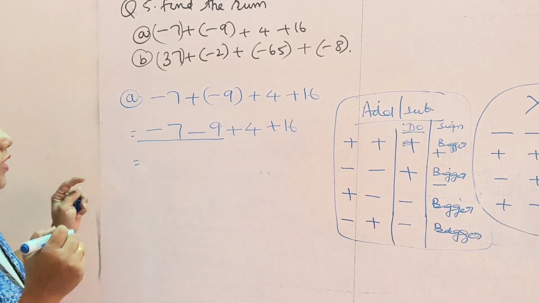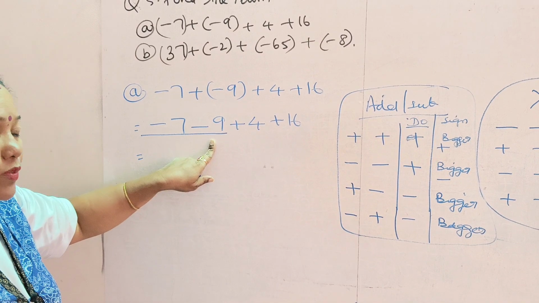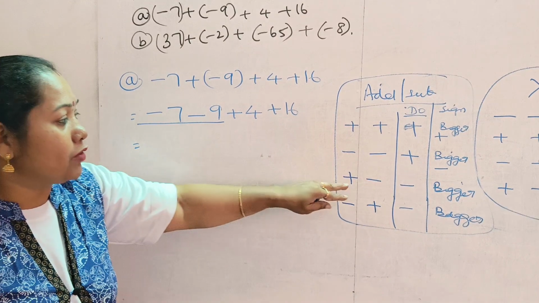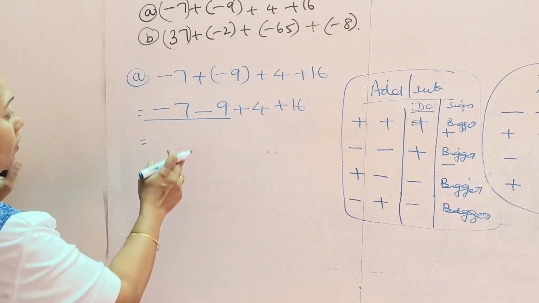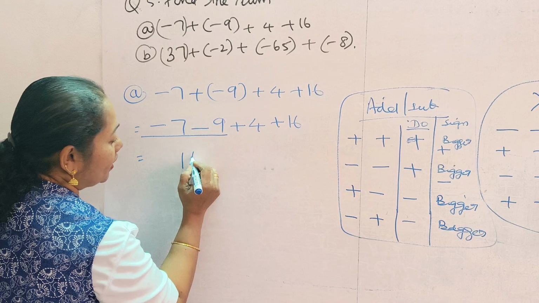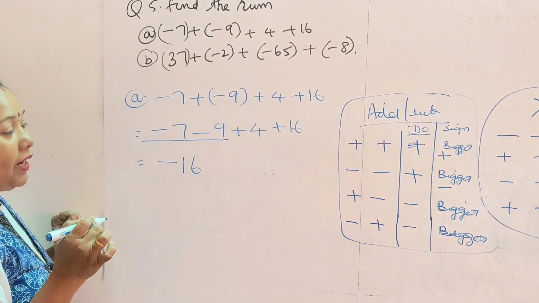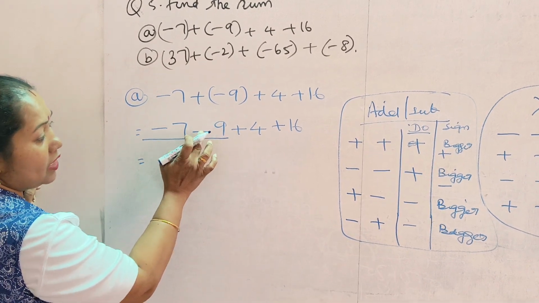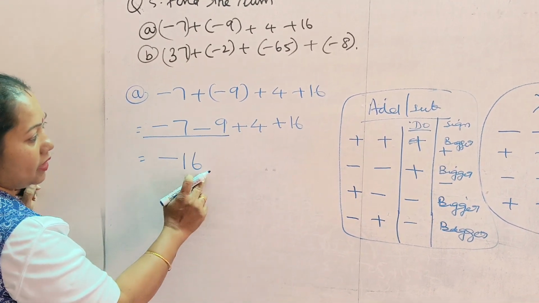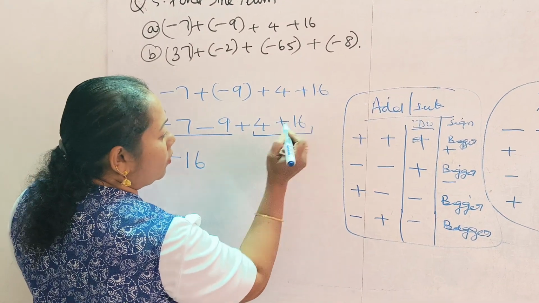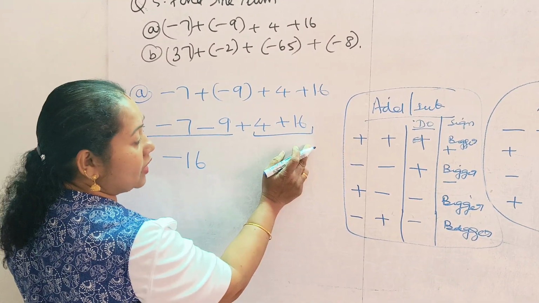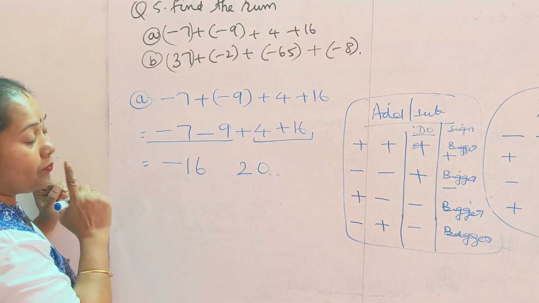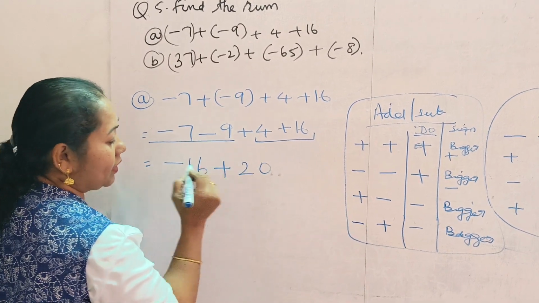Minus 7, minus 9. Since both these numbers are of the same sign, both are minus, we have to add. 7 and 9 added is 16, and the sign will be minus. If both are of minus sign, the answer takes the sign of the bigger one, that is 9, and the sign of 9 is minus. And in this one, 4 plus 16, both are plus sign, so we have to add: 16 plus 4 is 20, and the sign will be plus.